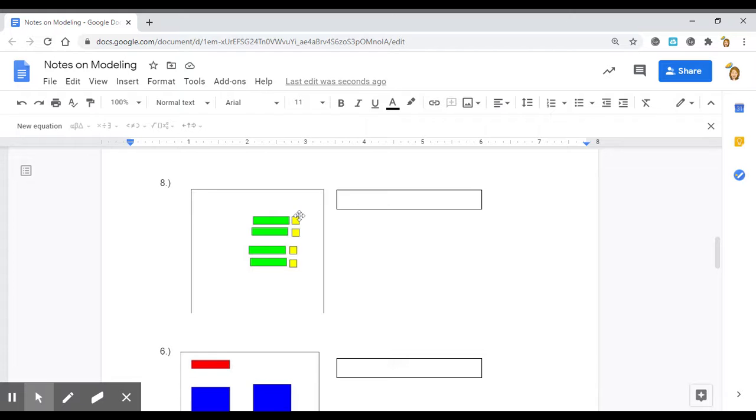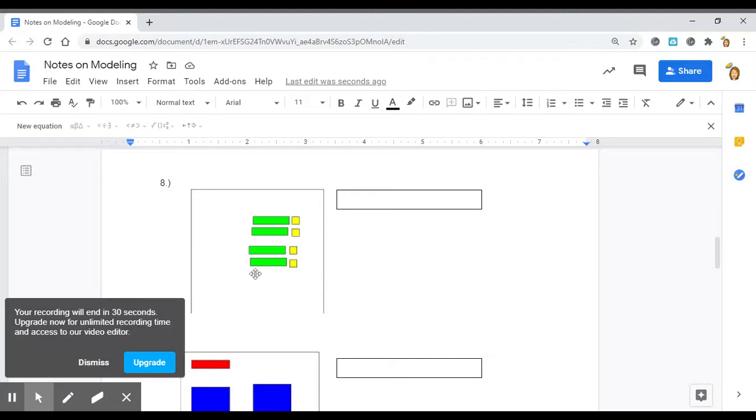For my next problem, you can see I have some groups here. I've got 1 group, 2 groups, 3 groups, 4 groups.